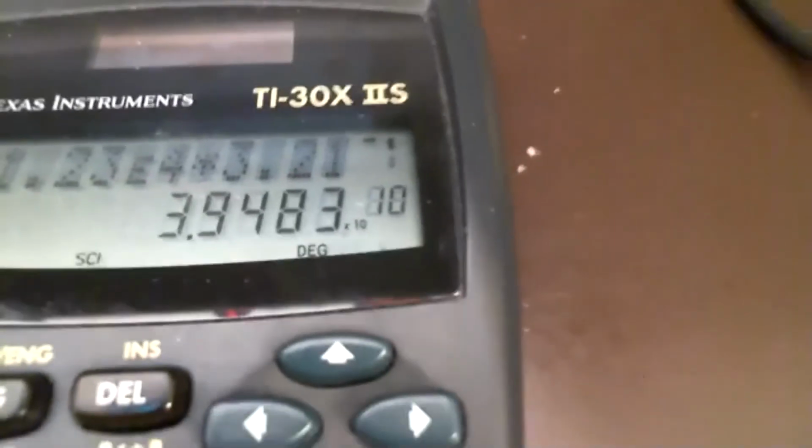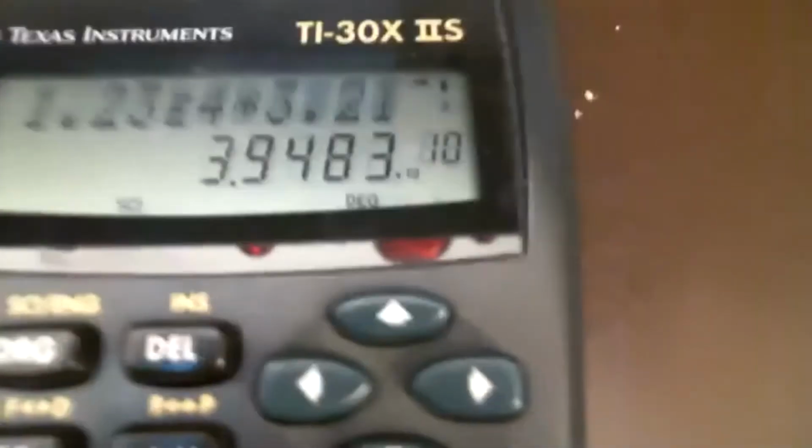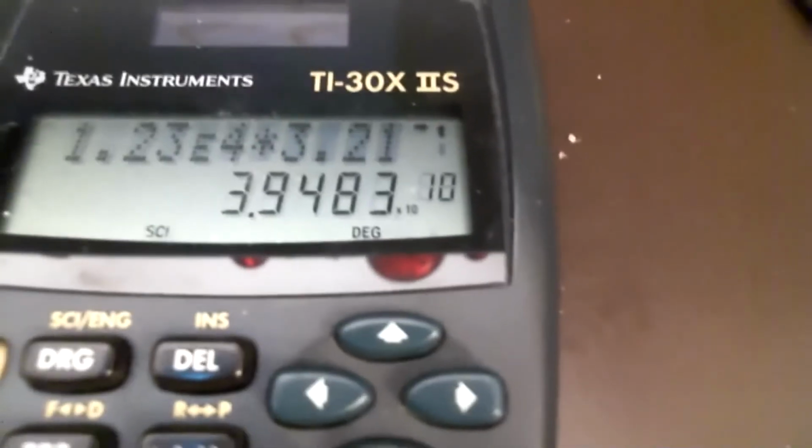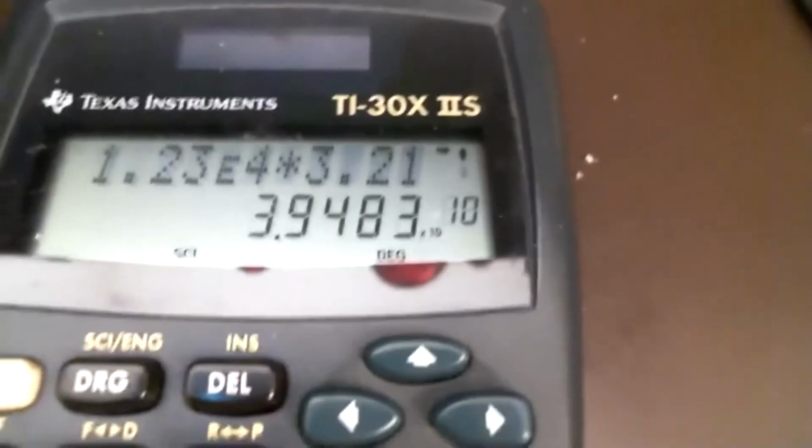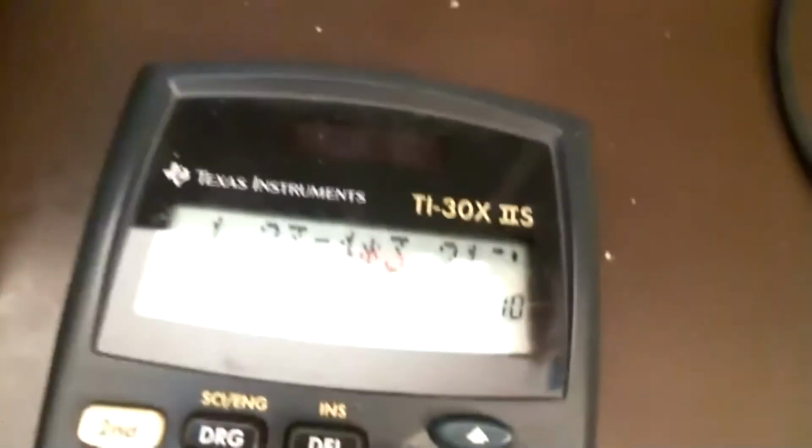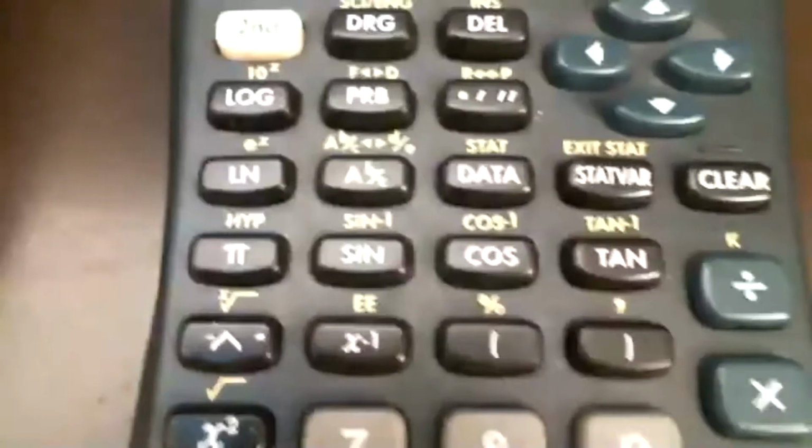And you'll see the number I got was 3.9483. Then it has a little x, a little 10, and then a bigger 10. So that's 3.9483 times 10 to the 10. All right, the key thing, to get the 10 power, after you put in the first number, you hit the second key and double E. Most calculators are just about the same. If you have a problem with your calculator, let me know.